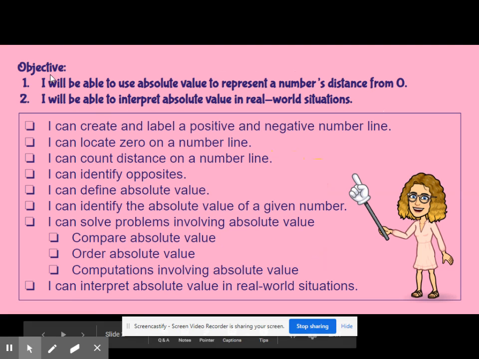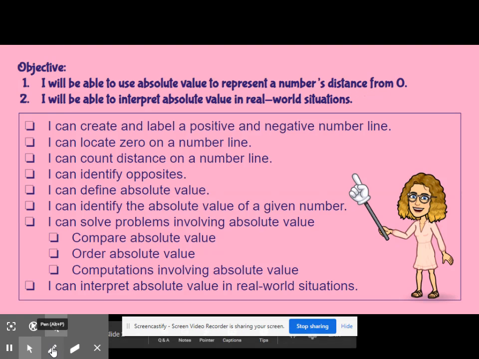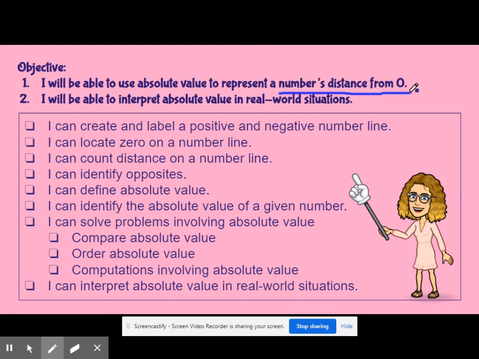So our objective is, I will be able to use absolute value to represent a number's distance from zero. That's really important because that right there really gives us the definition of absolute value. It's a number's distance from zero. And then we're going to interpret absolute value in real world situations. So there's a lot of things that you must be able to do in order to meet this objective.